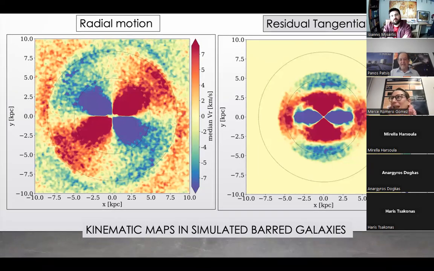We have made this Fourier decomposition to the data, but we have kept to the m equal two mode, because we were interested in the bar. Exactly. The point is, I can't find the paper, because I only showed the paper on the LMC, but we published a paper on the Milky Way, where we have exactly these maps, but with only one side of the map, because we do not reach the whole galaxy. So we only have to the galactic center. And you can see half of this quadrupole very well with Gaia data in the Milky Way.